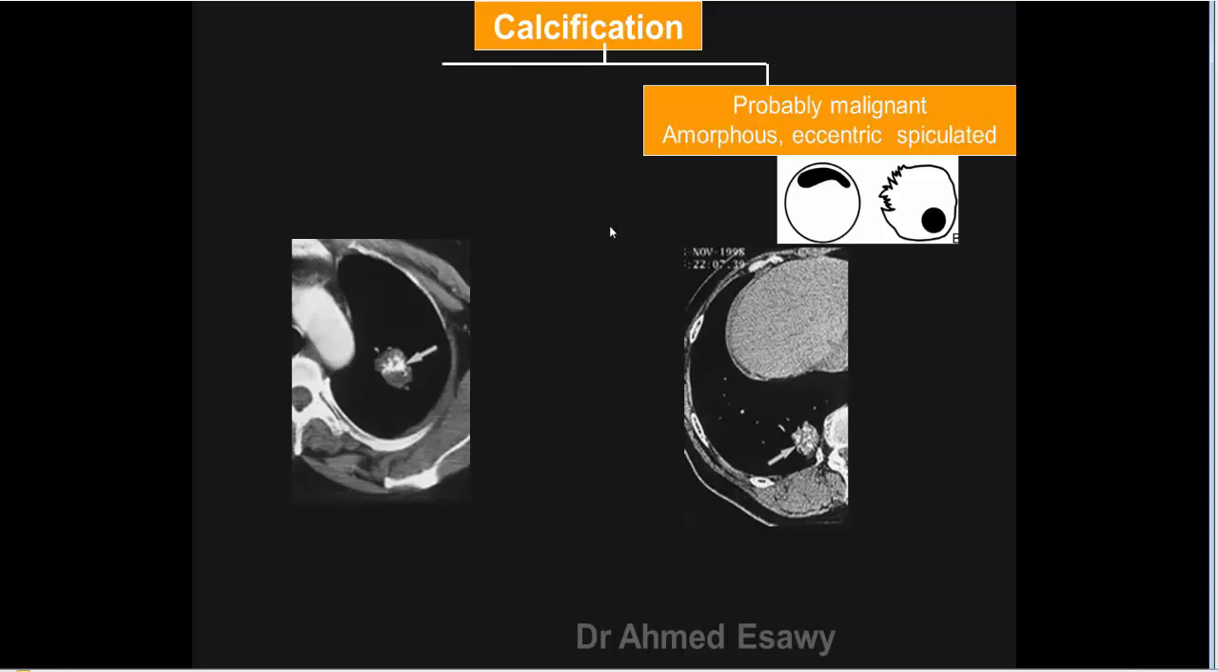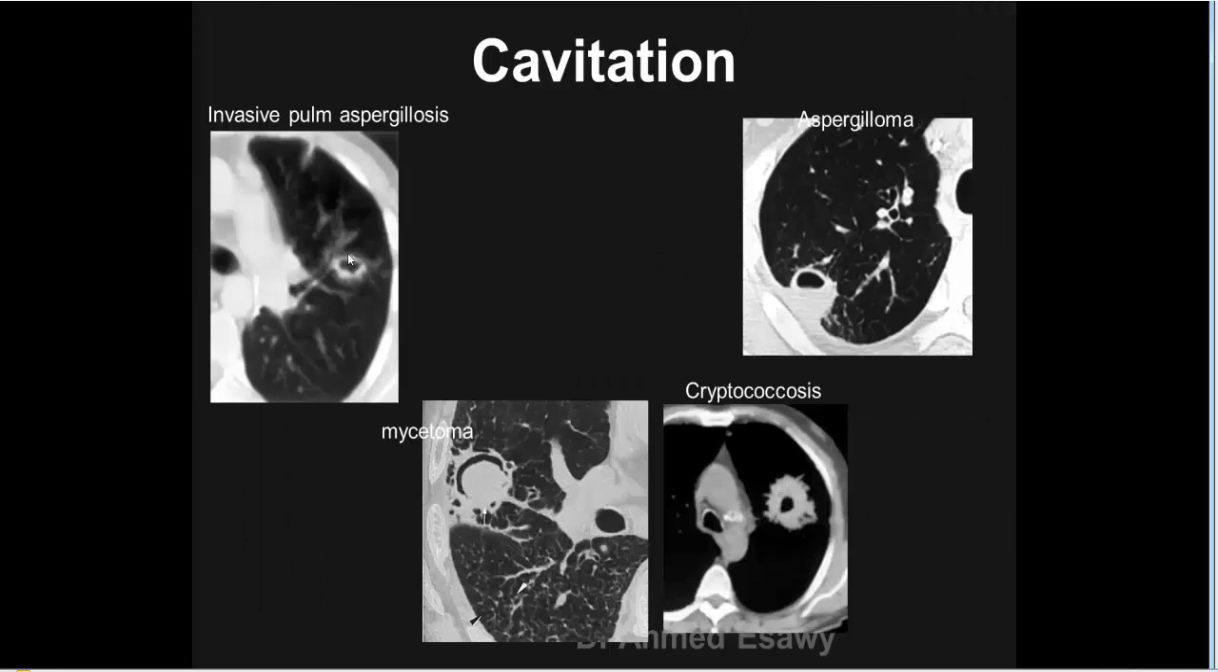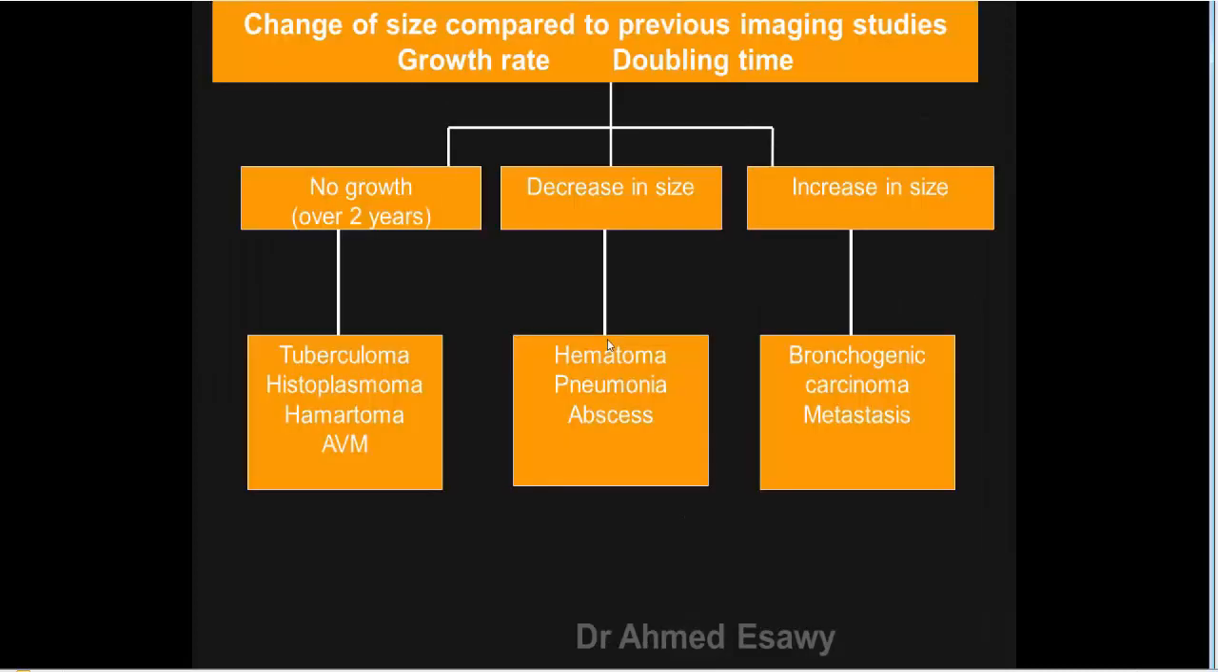Calcification that is probably malignant is amorphous, eccentric, spiculated calcification. Cavitation: as regards cavitation, bronchogenic carcinoma cavitation. A cavity is benign or malignant according to wall thickness, irregularity of the wall and solid content. Irregular, bronchogenic carcinoma; abscess with fluid levels and thin wall; actinomycosis, fungus ball, tuberculoma. Cavitation in invasive pulmonary aspergillosis, cryptococcosis, aspergilloma, mycetoma, crescent sign.